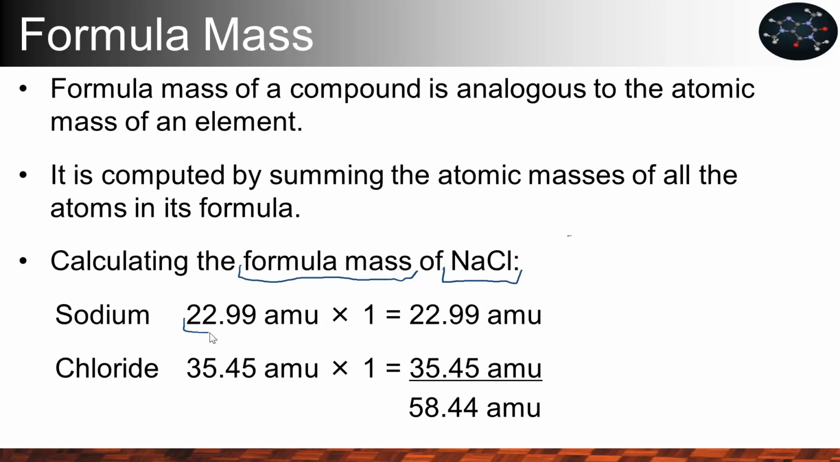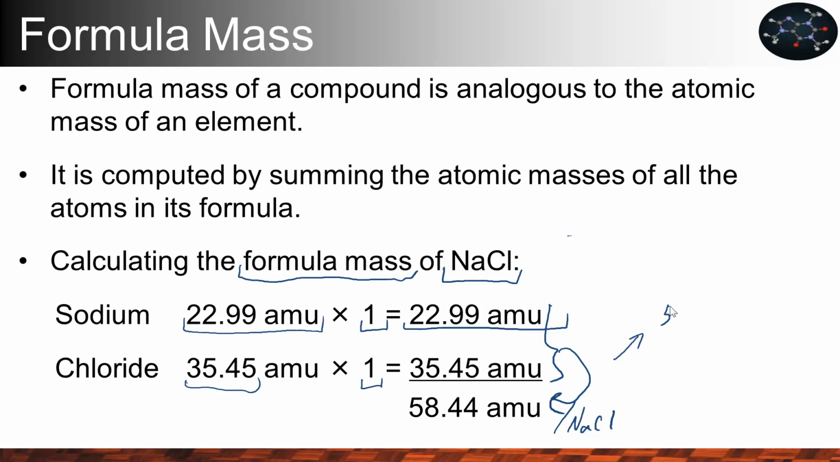And we do that just by looking at the periodic table again and finding the atomic mass, and then we take the atomic mass and multiply it by the number of that particular element appearing. Right, so sodium provides us with 22.99 AMUs of mass. The chloride ion provides us with 35.45 AMUs for each, and there's only one, so 35.45 AMUs. We add this together, we get 58.44 AMUs, and that's per sodium chloride.